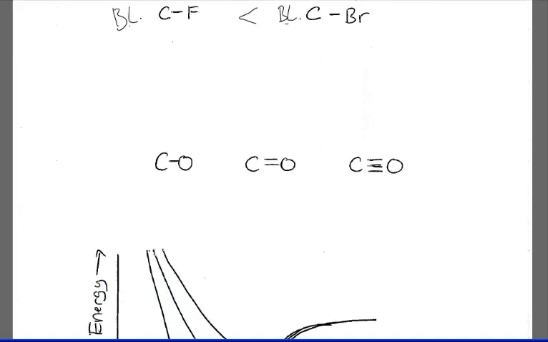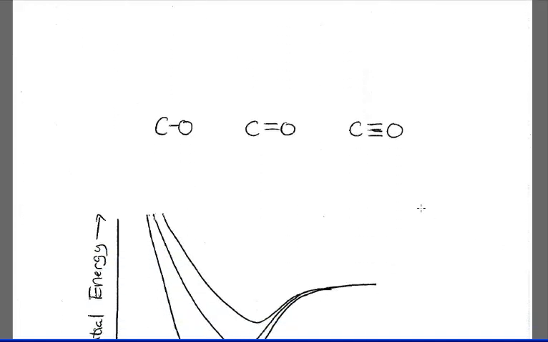We can also compare relative magnitudes of bonds to the same two atoms. We have single bonds sharing two electrons. We have double bonds, and we have triple bonds. Okay, this is sharing 2 electrons, this is sharing 4 electrons, and this is sharing 6 electrons. And so this is for the same two atoms.